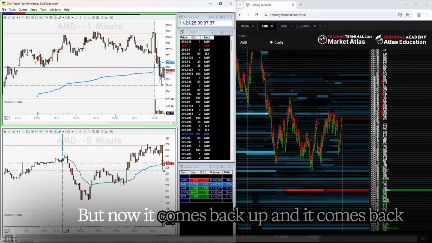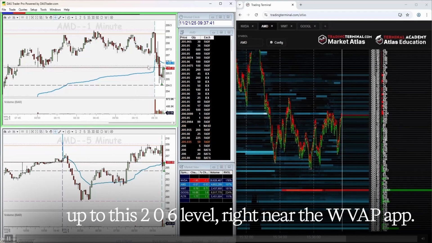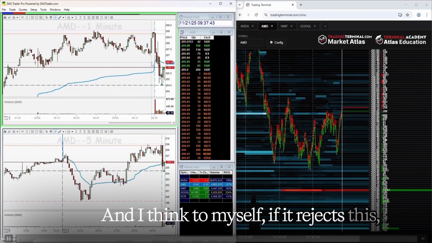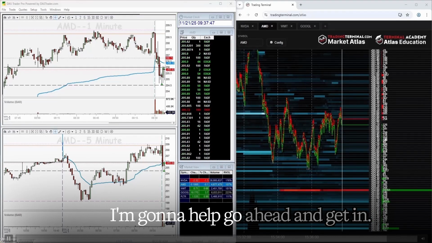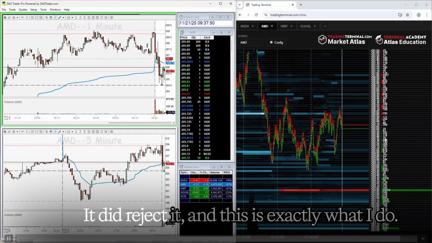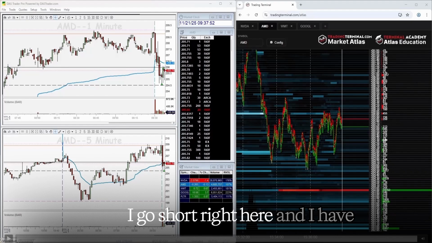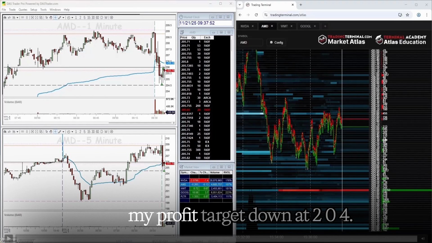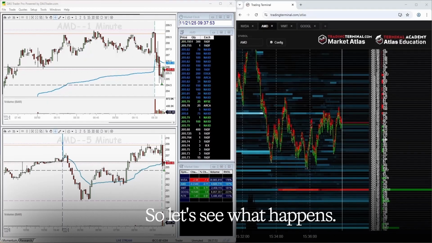But now it comes back up to this 206 level right near the VWAP. And I think to myself, if it rejects this, which is yesterday's close again, I'm going to go ahead and get in. And it did reject it, and this is exactly what I do. I go short right here, and I have my profit target down at 204. So let's see what happens.